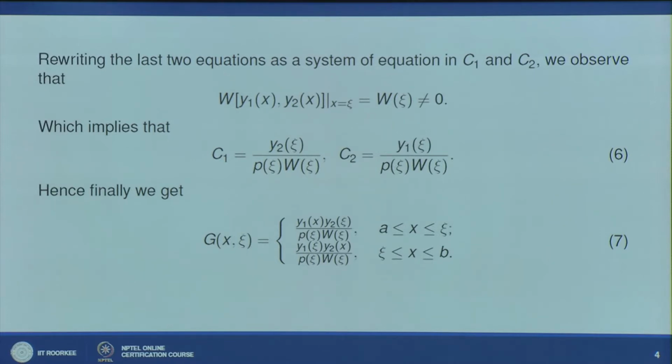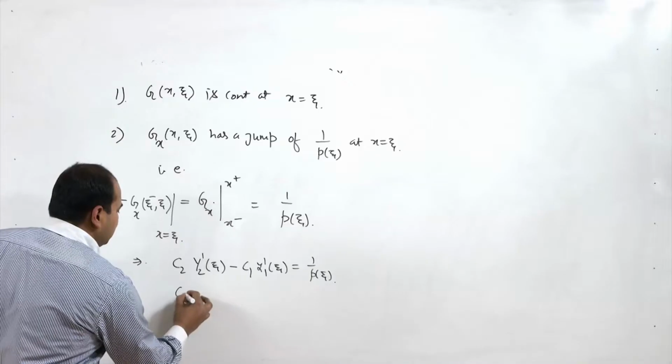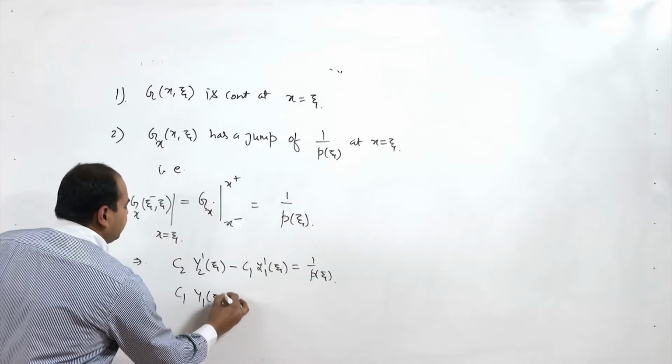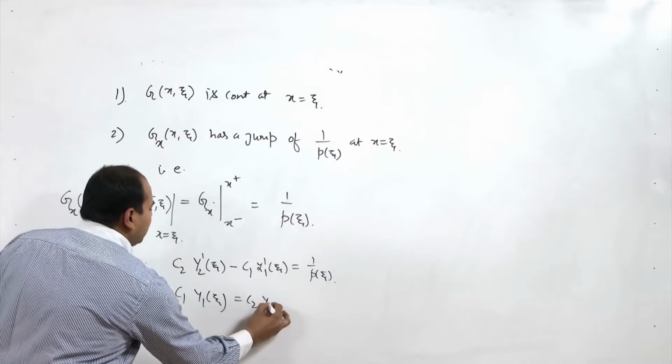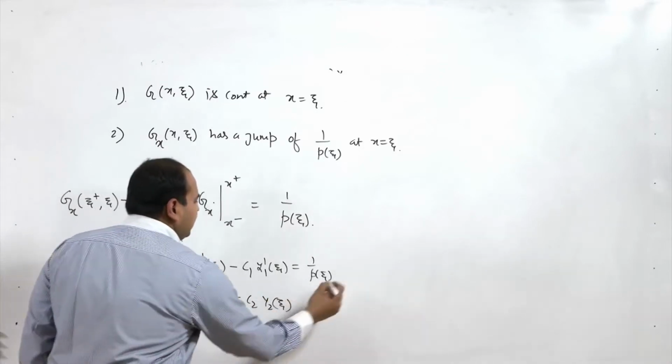So with the help of this we can solve for our C1 and C2. You can find the solution as: C1 equal to Y2(xi) upon P(xi) W(xi), and C2 equal to Y1(xi) upon P(xi) W(xi). This you can get here. If you look at here, what is this? C1 Y1(xi) equal to C2 Y2(xi). So we can write it like this.